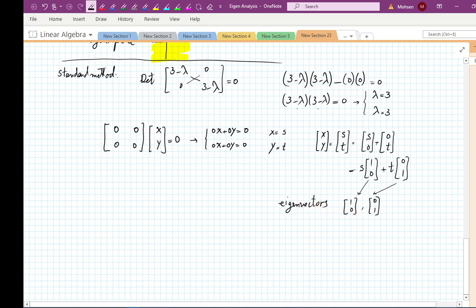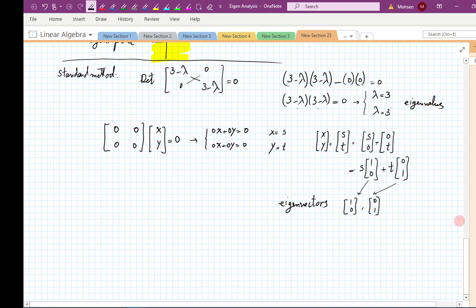I could have done any particular s and t, make one, and some other s and t, make another one, and just make sure they're not multiples of each other, and then I'll be set. But why go through such a long way? This is just as good as anything. So this is my set of eigenvectors. These are my eigenvalues.